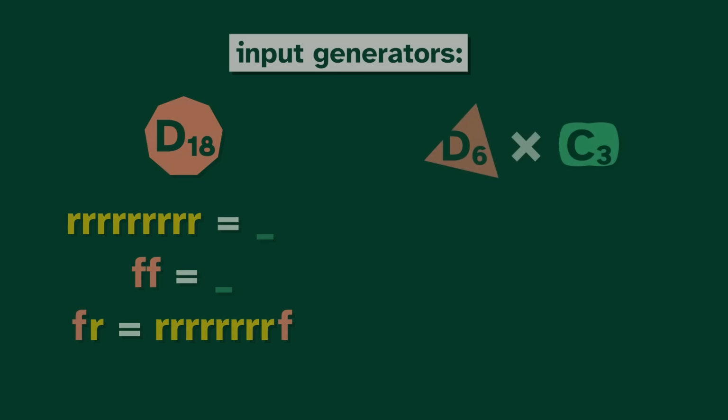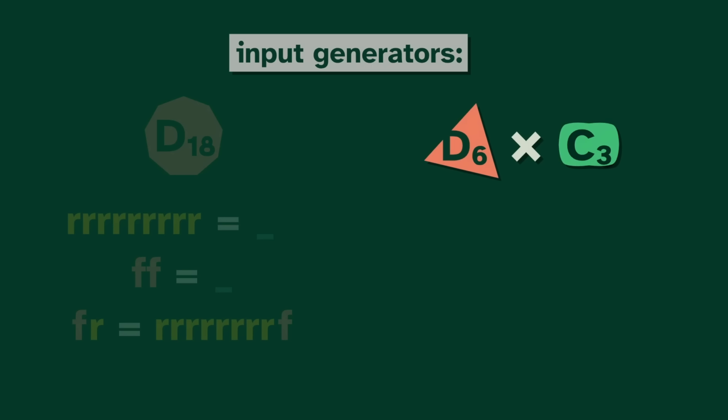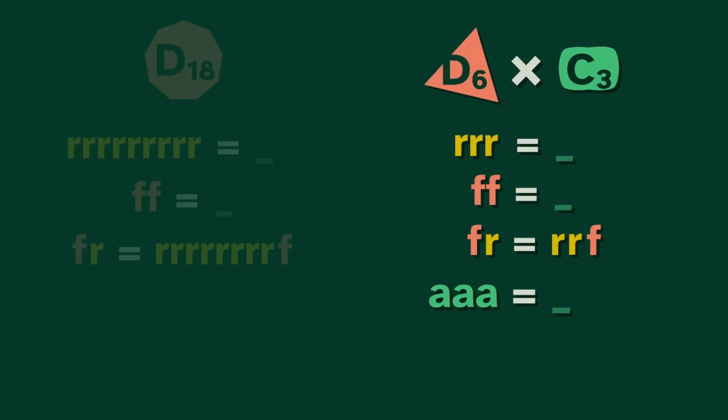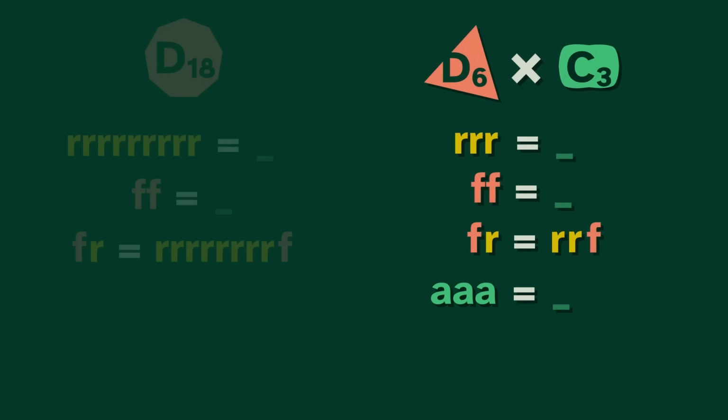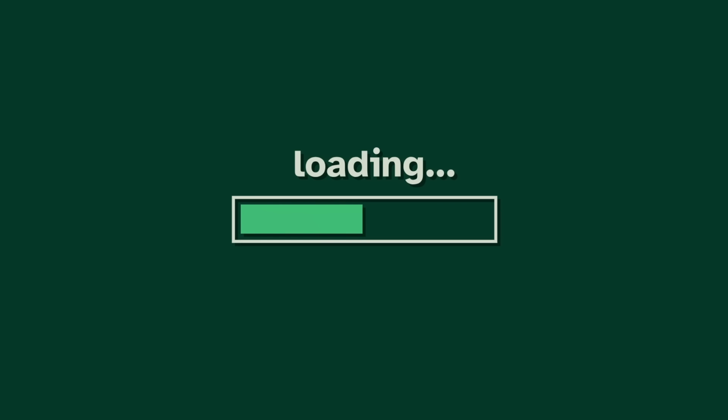Okay, I get it. So for the other group, D6 is the symmetries of a triangle. So RRR is blank, and then FF is blank, and then FR is R inverse F. FR equals RRF. Right. And then for C3, we have AAA is blank, and then A commutes with R and F. Thank you for the equations. Preparing bar charts.